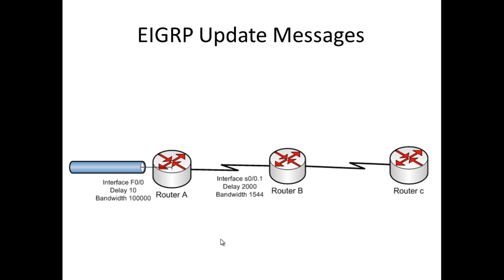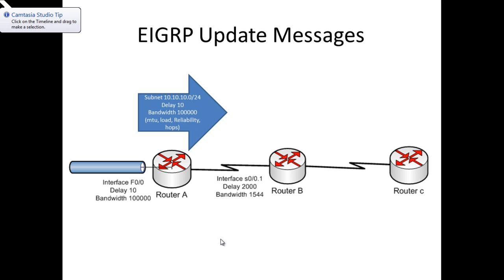Here we have an example for the update message. On the router interface F0/0 on the LAN, we have a delay of 10 and bandwidth 100,000, which means 100 megabits per second. And we have an interface S0/0.1 on router B with the delay 2000 and bandwidth 1544 kilobits per second. So when I'm sending the update, I'm sending the subnet, the delay, the bandwidth, the MTU, load, reliability, and hops.